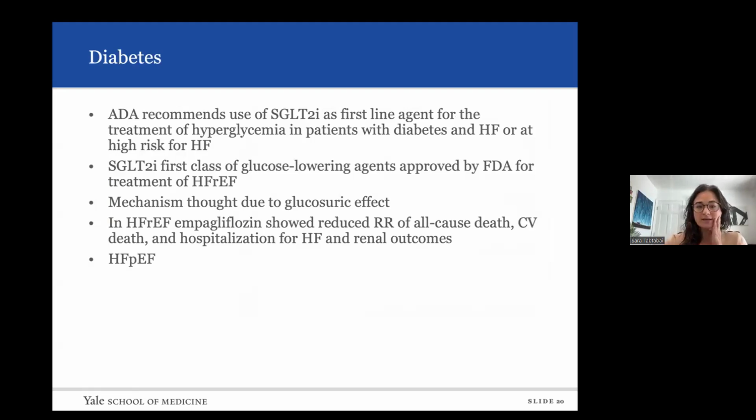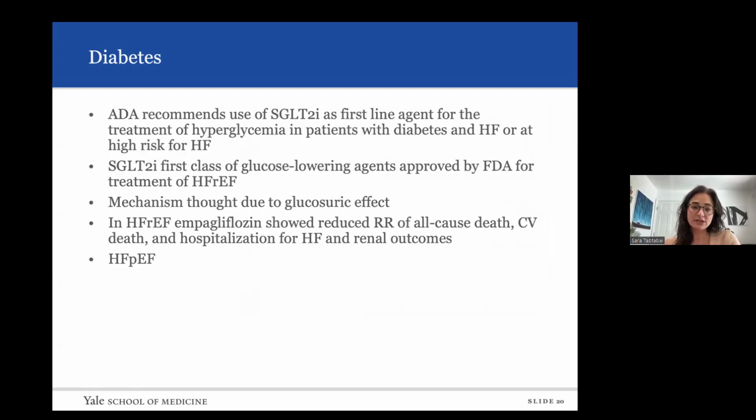So for diabetes, the American Diabetic Association recommends the use of SGLT2 inhibitors as first-line agent for the treatment of hyperglycemia in patients with diabetes and heart failure, or those that are at high risk for heart failure. So new on the scene with heart failure treatment in general, but very much so in those that have diabetes. Think about SGLT2s as being sort of your first-line agent.